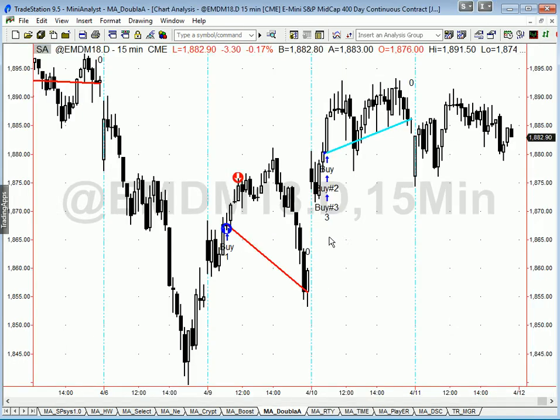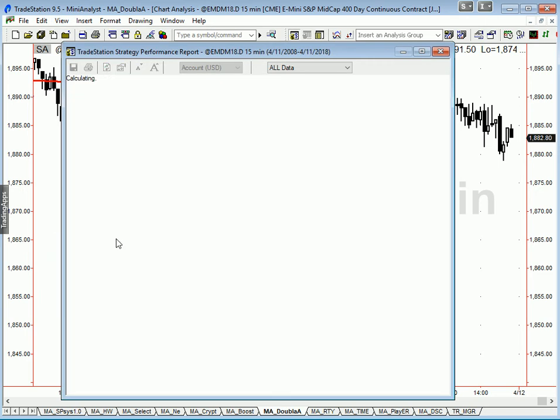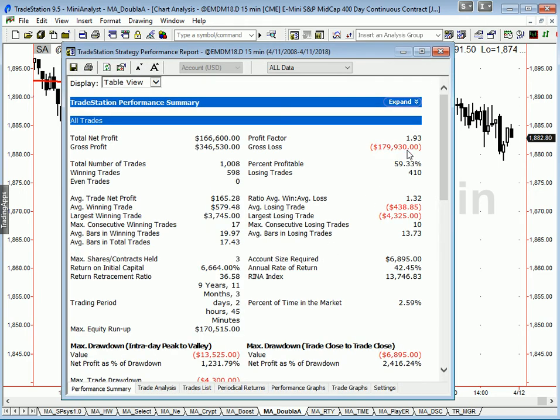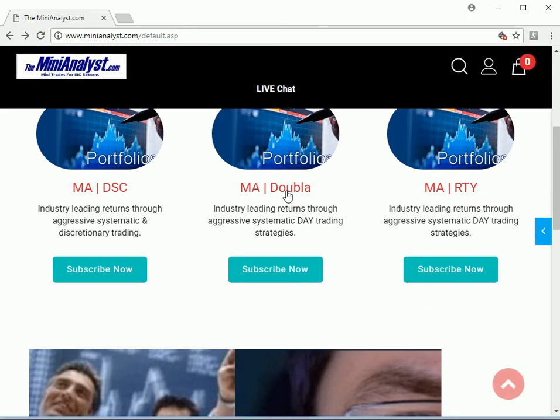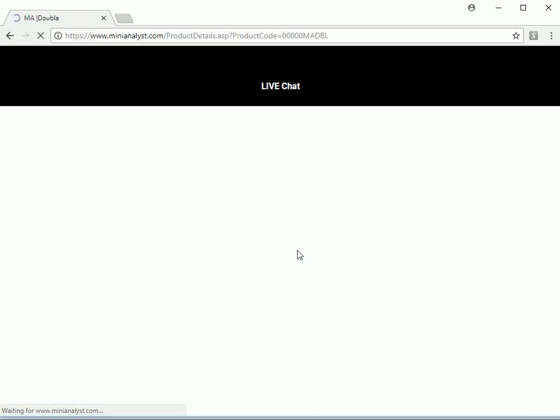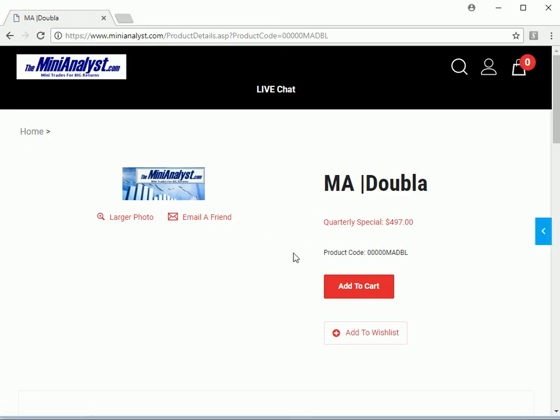And then of course the doubler trades up to 3 contracts as well, but you're getting significantly better performance, particularly with regard to the maximum drawdown. So we're looking at again 3 contracts. I think that's just $497 actually. So if we go in and look at the doubler, we're going to get back to the market in a second. Yeah, $497 a quarter.